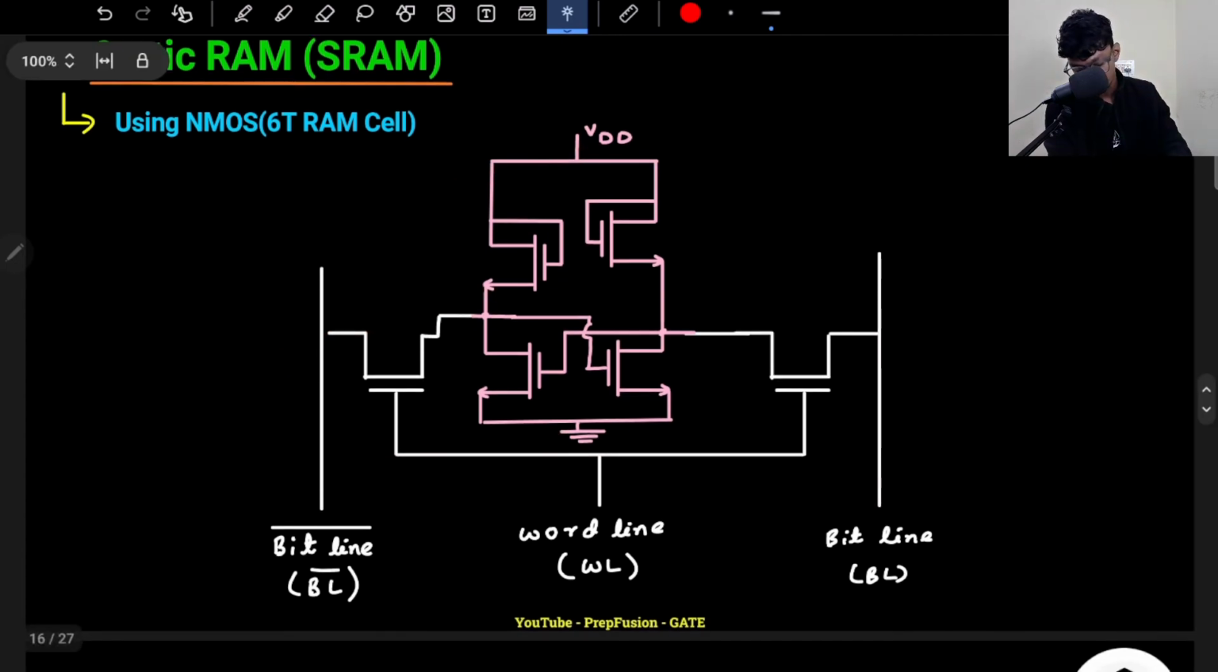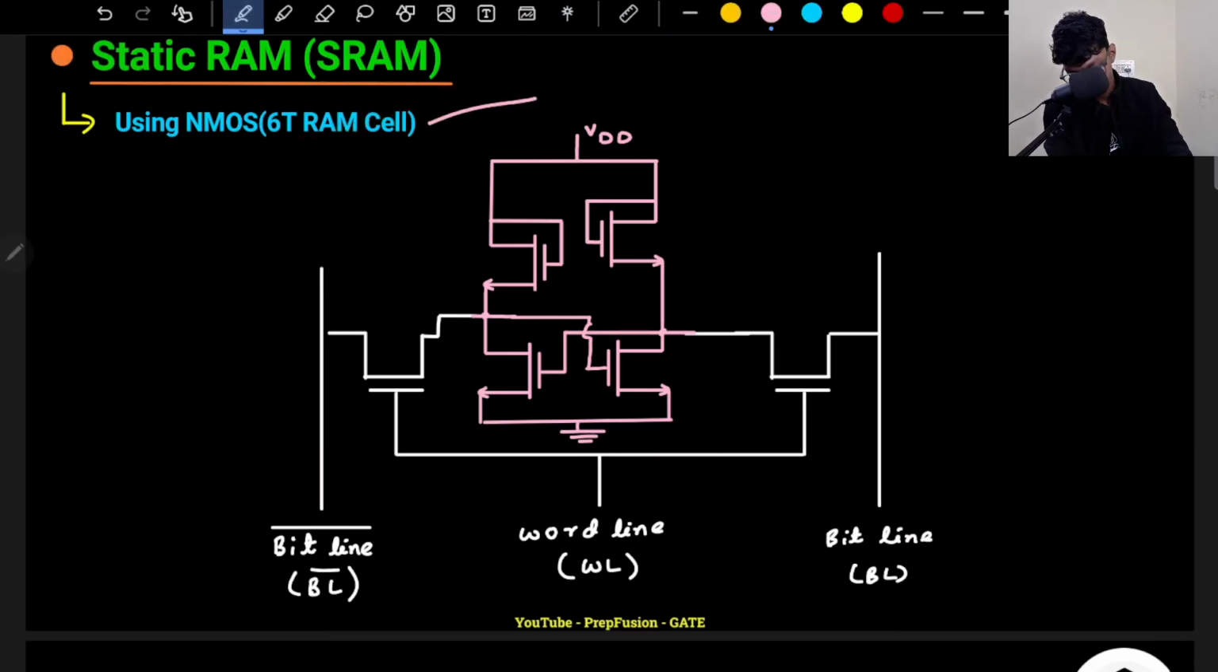So the name becomes the 6T RAM cell. Why? Because I am using 6 transistors. This is better and less bulky.